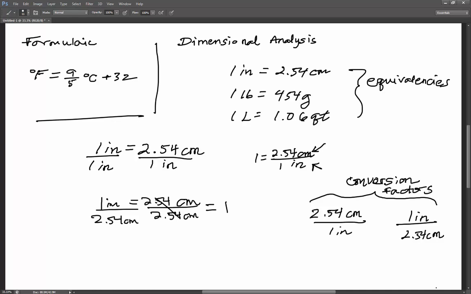And every equivalency has two conversion factors, one where the thing on the left is on the top, one where the thing on the right is on the top. And you get to choose which one of those conversion factors you use depending on the problem that you are trying to solve. So let's give an example here. For instance, let's say that I want to know how many inches are in 30 centimeters.